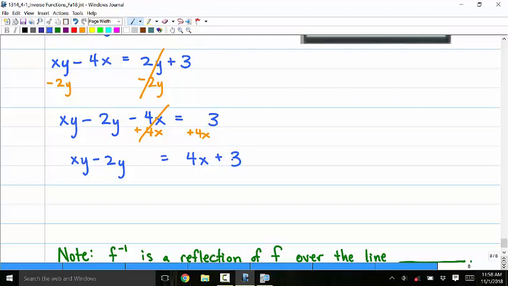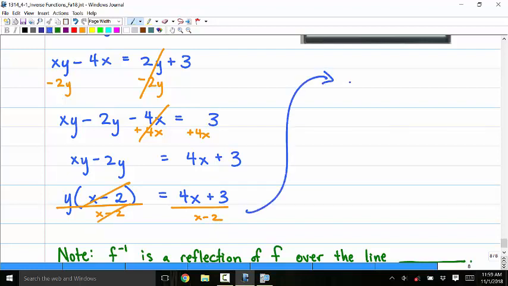Both of the things on the left have a y in them, right? Factor it out. If I factor out a y, I'm left with just x minus 2. Now what can I divide both sides by? x minus 2. And I'm left with y equals 4x plus 3 over x minus 2. That is my inverse function.